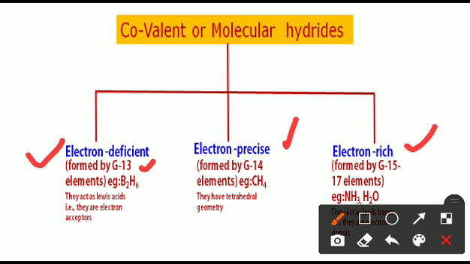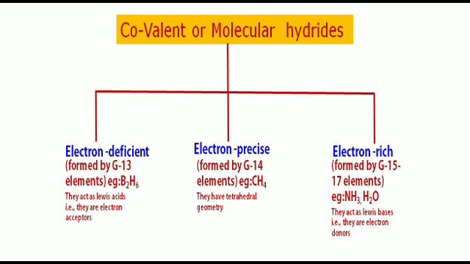Second type, the electron precise. This is formed by the combination of hydrogen and group 14 elements. An example is CH4. They have a tetrahedral geometry. And the third type, electron rich, is formed by the combination of hydrogen and group 15 to 17 elements. Examples are ammonia and the water molecule. They act as Lewis bases. That is, they are electron donors. Let me learn one by one.